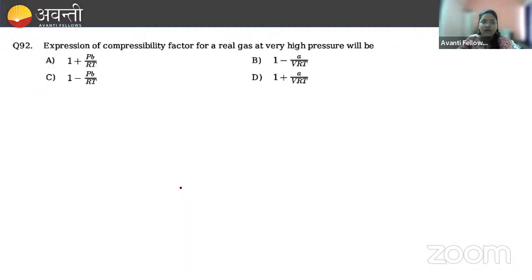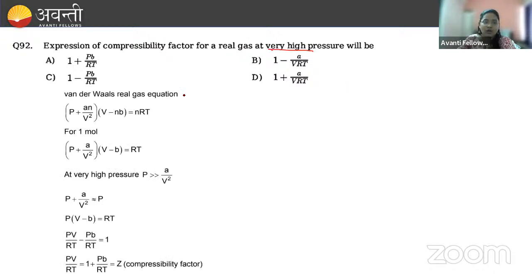Next, expression of compressibility factor for real gas at high pressure will be. So here for high pressure, we need to find out. You know the van der Waals equation. There are two equations: the ideal gas equation, and the gases which do not follow the ideal gas equation follow the van der Waals equation. So we need to consider very high pressure for the van der Waals equation.